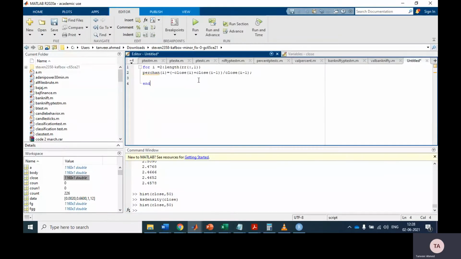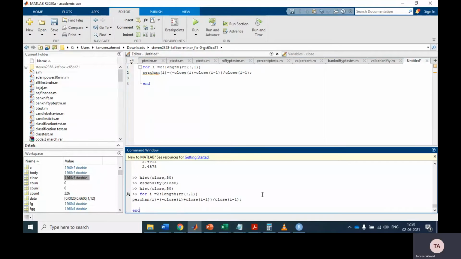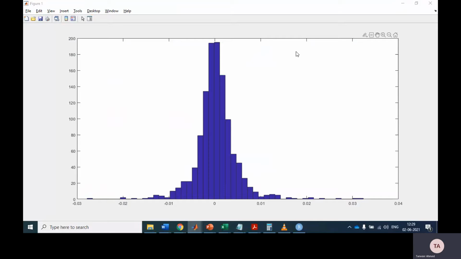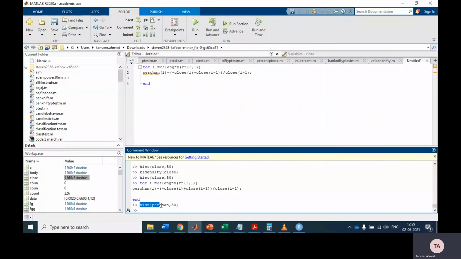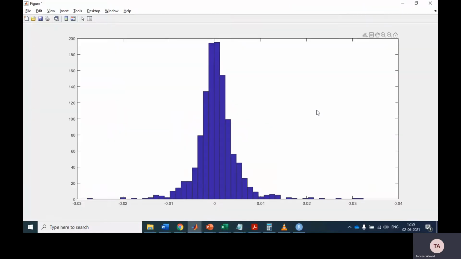Now let me do something. Let me now compute the percentage change in the closing price for Bank Nifty, which we all can do very easily. Now I have done that. Now let me check the distribution of percentage change. And let's see what happens.